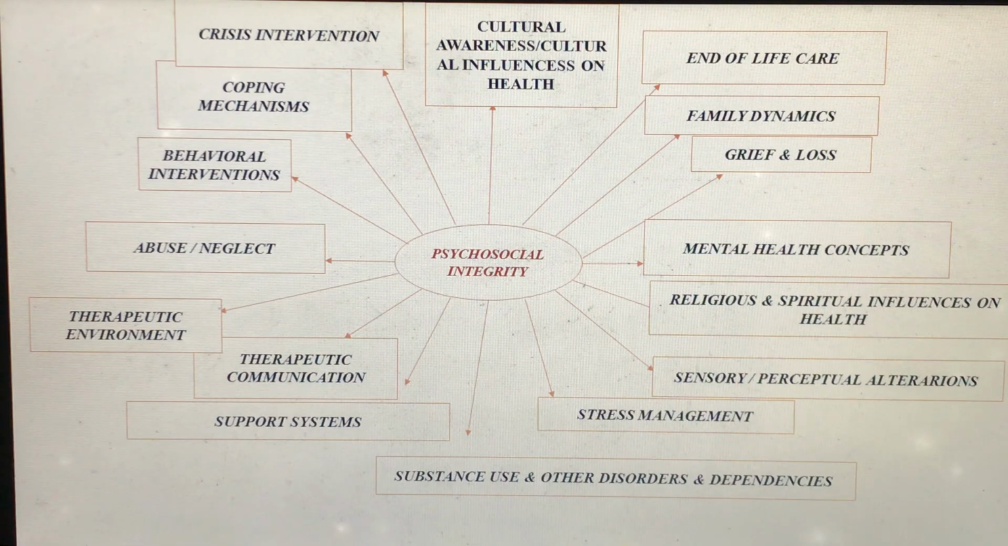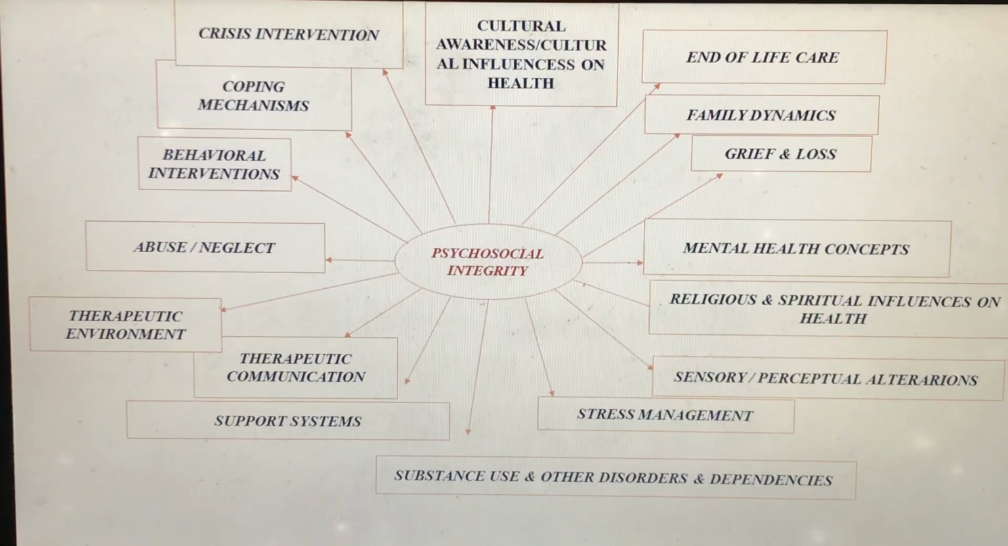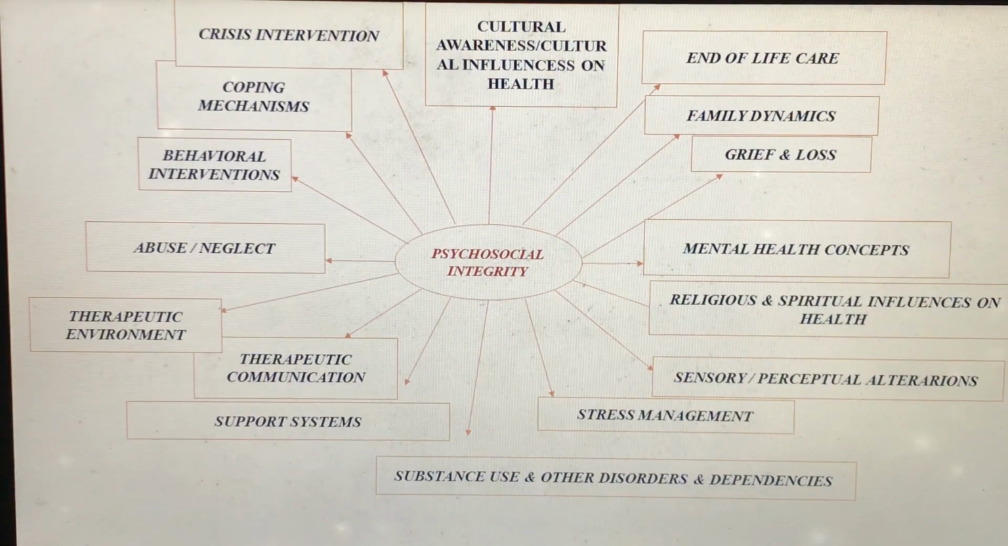Then the sensory or perceptual alterations. Then the next one is stress management, how we are coping with stressful situations. Then substance abuse or other disorders, dependencies. Then therapeutic communication, that is very important. Then support systems, then therapeutic environment, abuse or neglect.